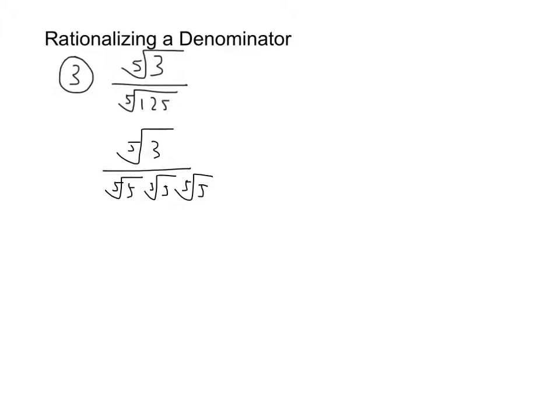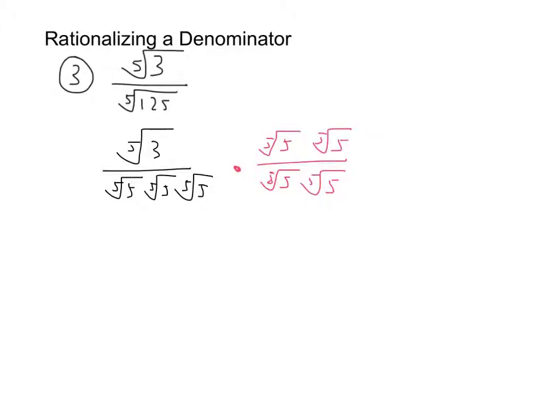Okay, so what would I need to multiply by so that on the bottom I would not have any more radicals? Well, let's think about it. I'm taking a 5th root. So how many 5s do I need to make this come out perfectly? I already have 3. I'm going to need 2 more. So I'm going to multiply by the 5th root of 5 times the 5th root of 5, on the top and the bottom.